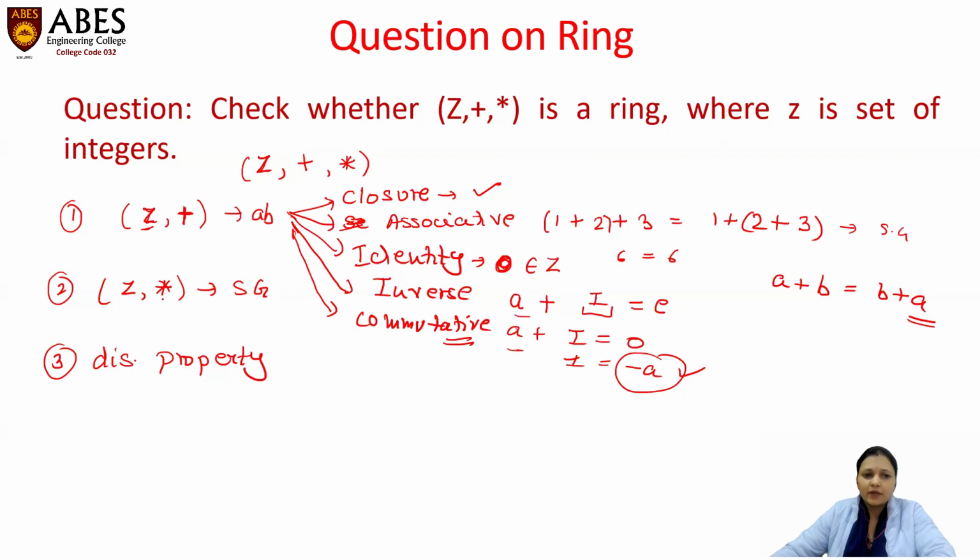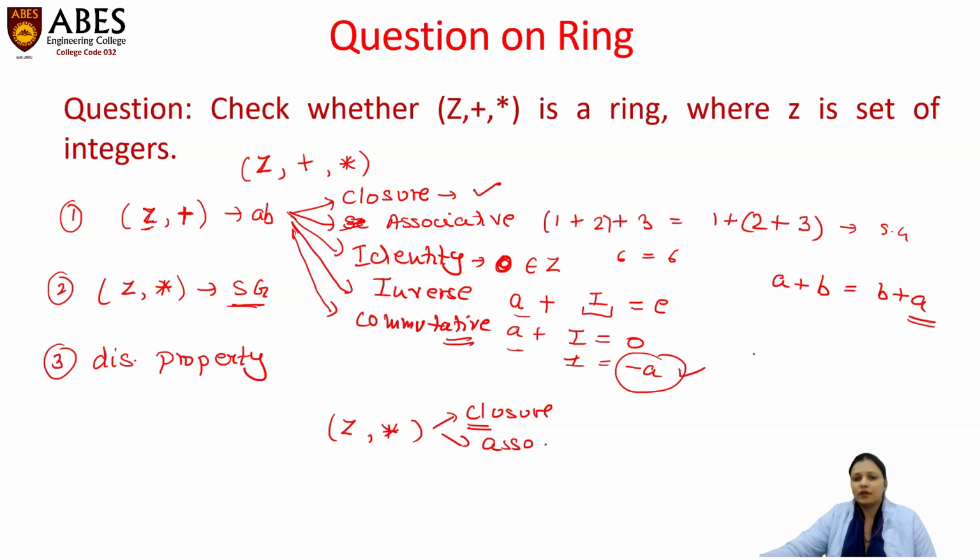Similarly, we will check whether Z multiplication is a semigroup or not. For checking this, we just need to check two properties, closure and associative. For closure, if we multiply any two integers, for example 3 and 300, we will get 900, which is an integer. We will always get an integer, hence the closure property is satisfied.